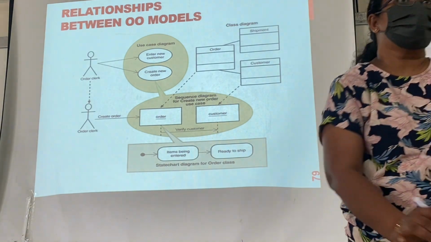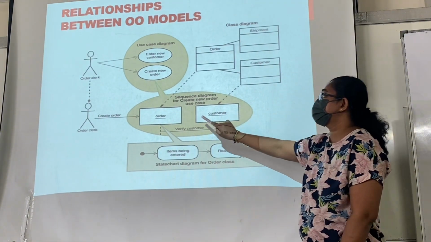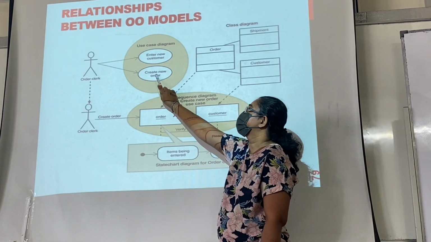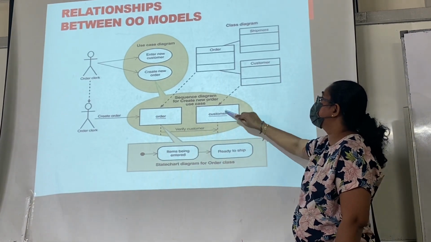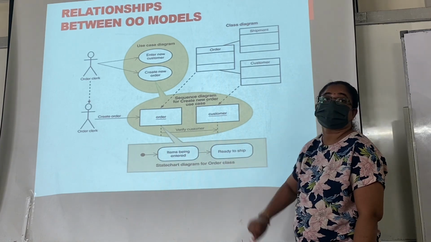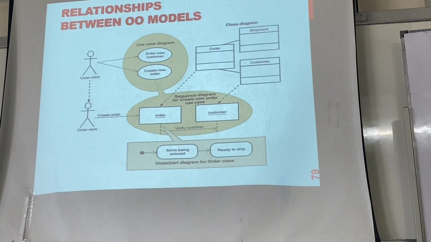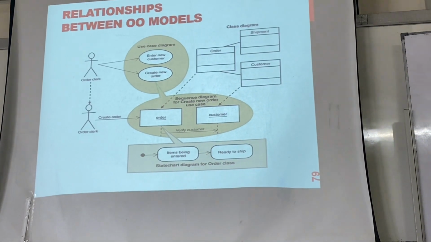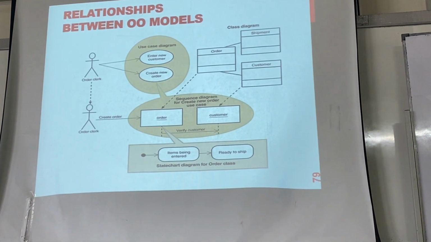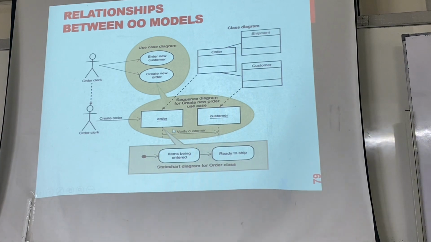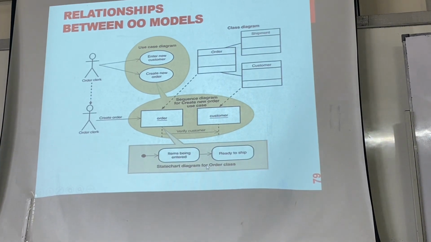So remember how you draw your sequence diagram from the use case, and how you draw your state chart diagram from the classes. The state chart diagram must always be drawn last, at the end. You start with the class diagram or use case, then go for the sequence diagram, and only then the state chart diagram.